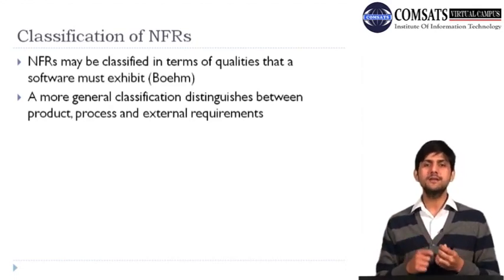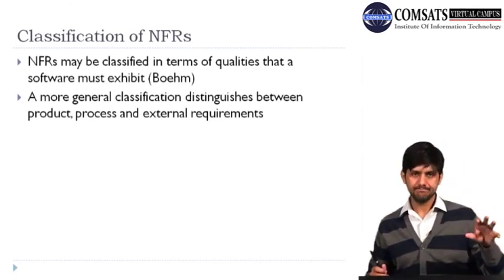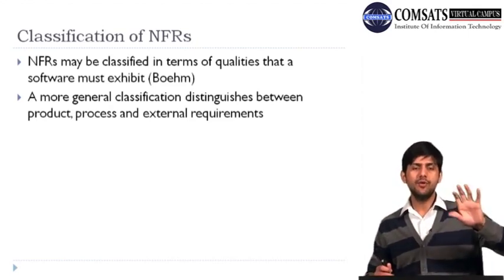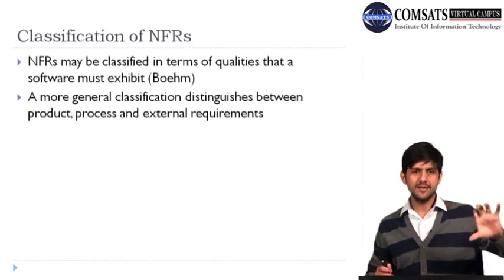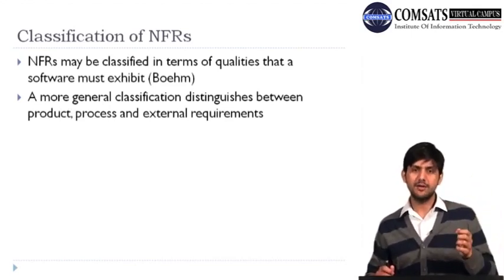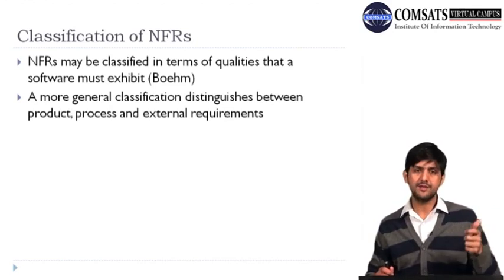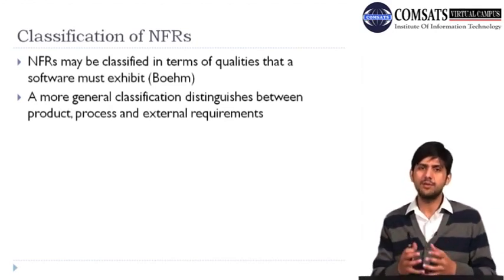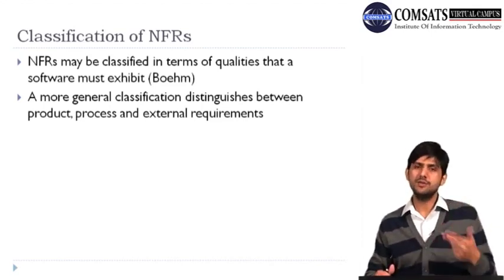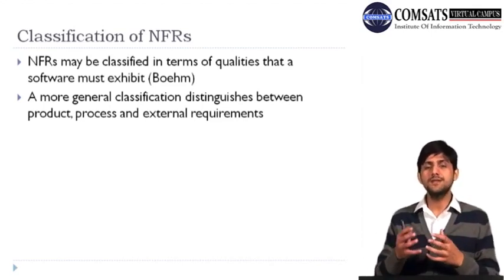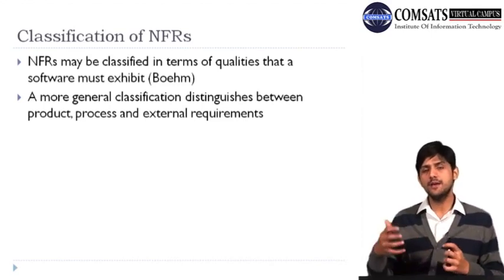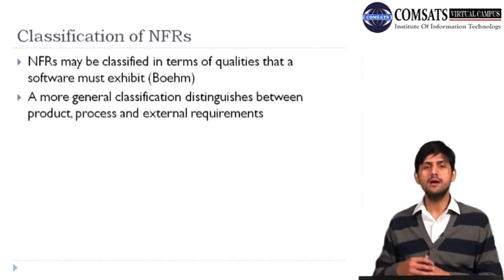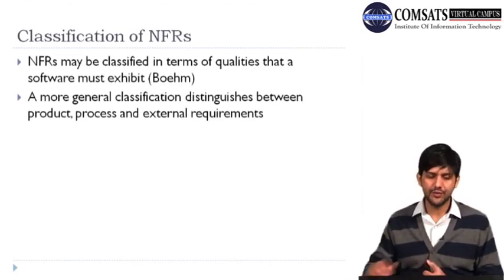So all the constraints that we are putting on the product, on a system or software as a product, would be expressed under this particular class of product non-functional requirements. Then we have some constraints on the process that is being used to develop that particular product. These would be the process non-functional requirements. And then we are putting some constraints on our system with how it is going to interact with external entities, so that is the external class of non-functional requirements.